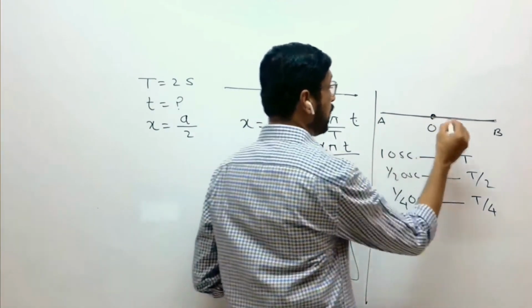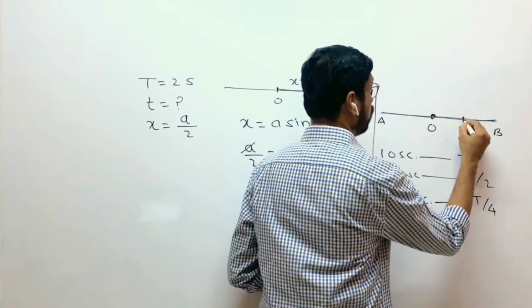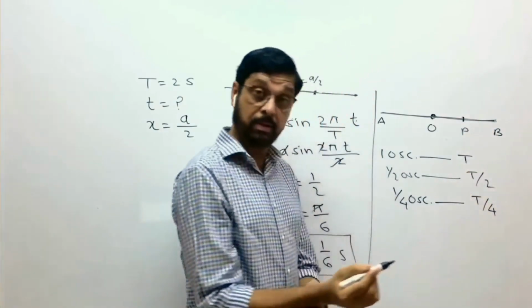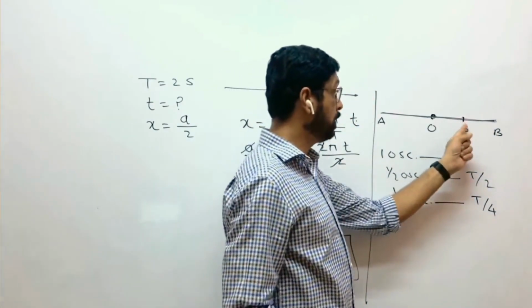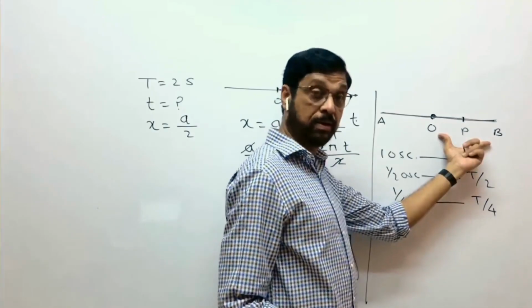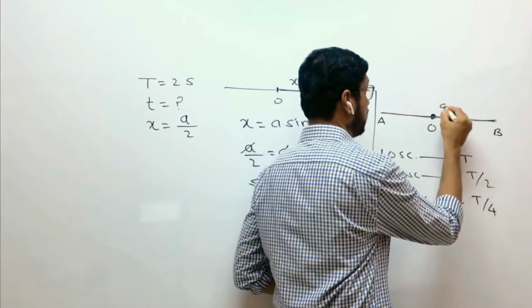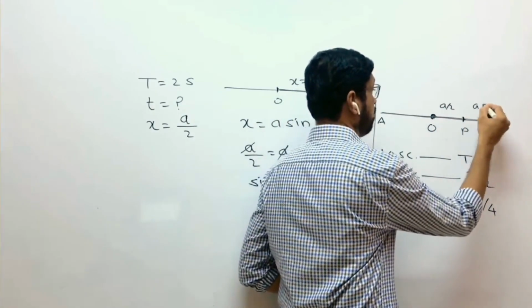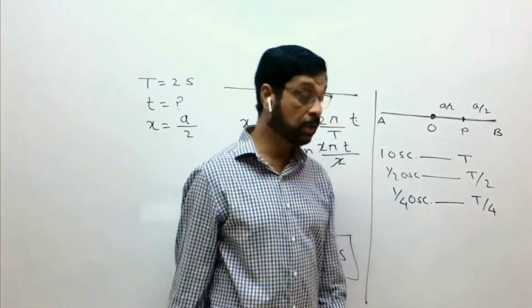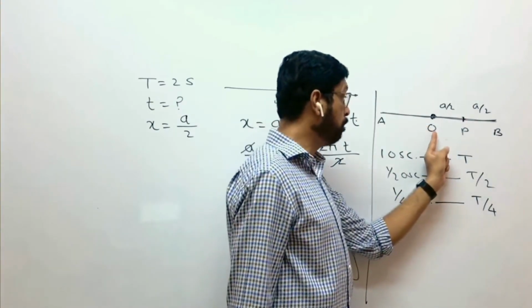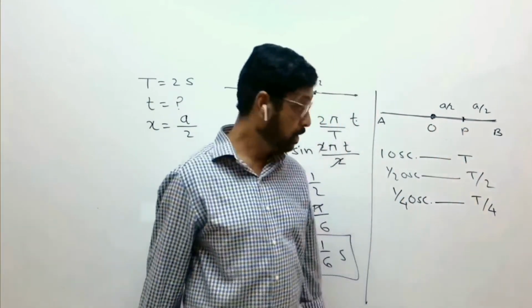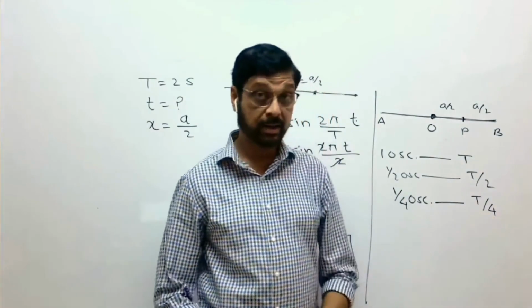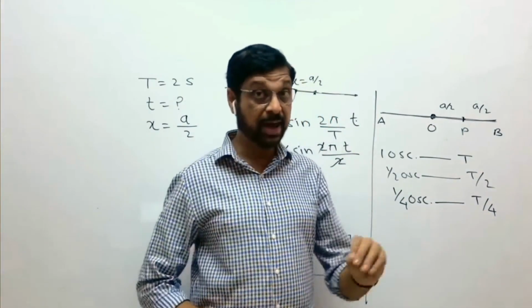But if the particle moves from mean to suppose point P, which is mid between O and B, मतलब OP distance कितना है? A by 2. This is A by 2. So if the particle moves from mean to mid, तो इसका आधा नहीं होगा, T by 8 नहीं होगा.